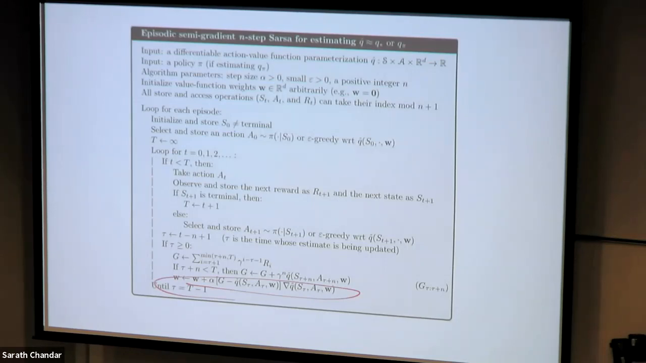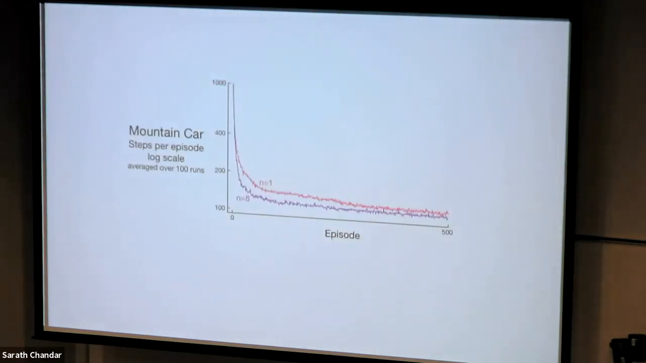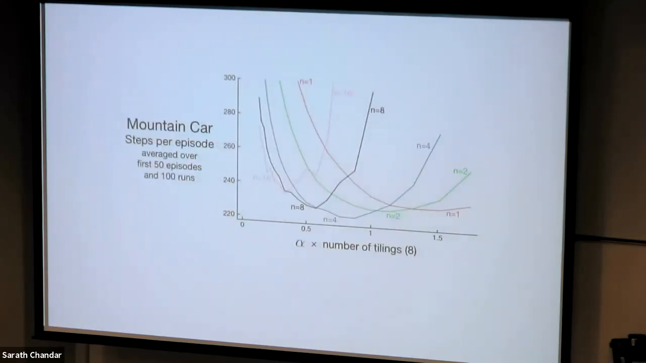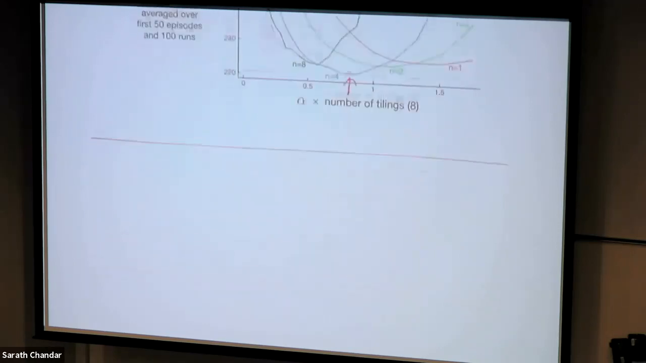Now for the same mountain car task, here is how n-step semi-gradient SARSA would look. This is n equal to 1, this is n equal to 8, and as you can see, a larger value of n helps, but you cannot keep increasing the value of n. You can see that n equal to 4 seems to be a better number than the other n's.